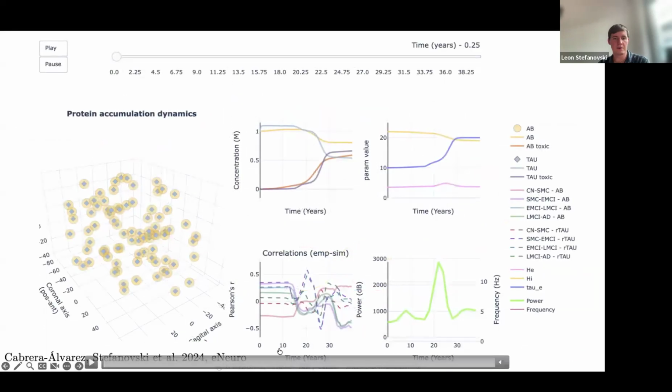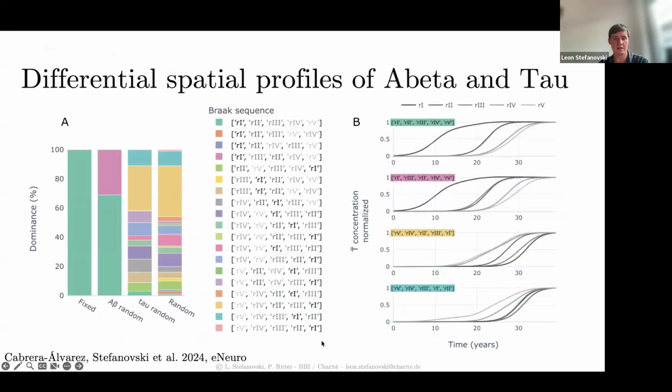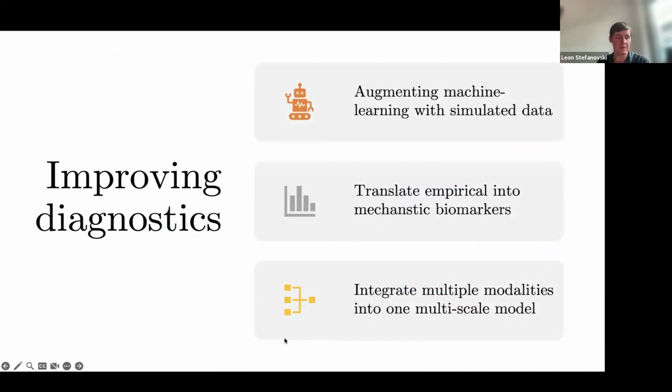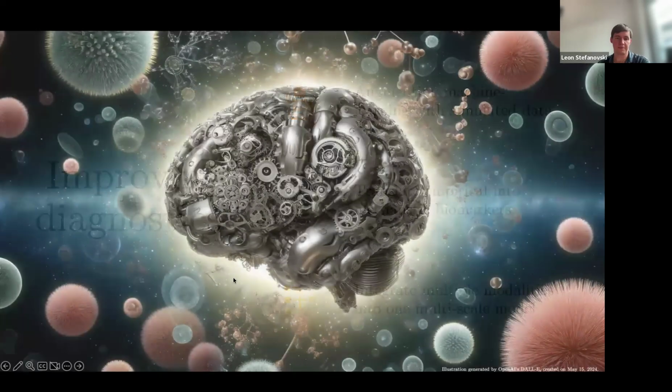So I just skip this because there still has to be time for the other parts, which is now I end with improving the diagnostics. So we can use brain simulations to augment machine learning techniques with simulated data. Ideally, come up with biomarkers that are also mechanistic, and implement them into a multi-scale model and improve the diagnostic process with this.